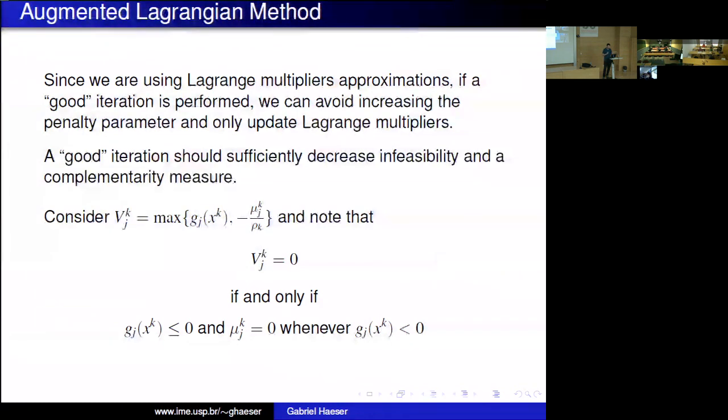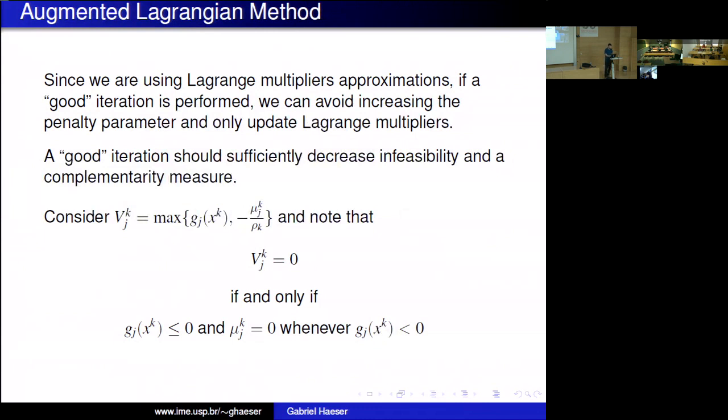one subproblem and I can check, well, everything is going very well. So I have a new approximation for my Lagrangian multipliers, and maybe I can plug these new approximations into the subproblem, and I can keep the same value of rho k. So if everything is going well, I update only the Lagrangian multipliers, and maybe I don't need to increase the penalty parameter. So remember that the idea is that I don't want to take this penalty parameter too large. Okay, so if a good iteration is performed, we can avoid increasing the penalty parameter.